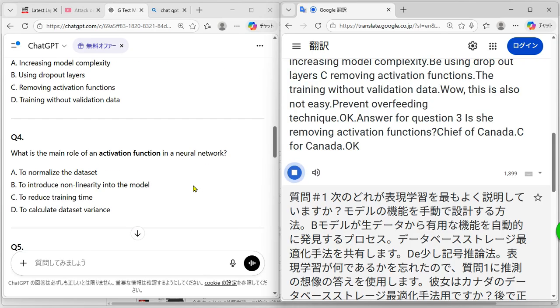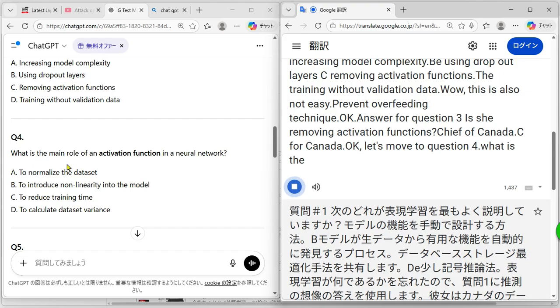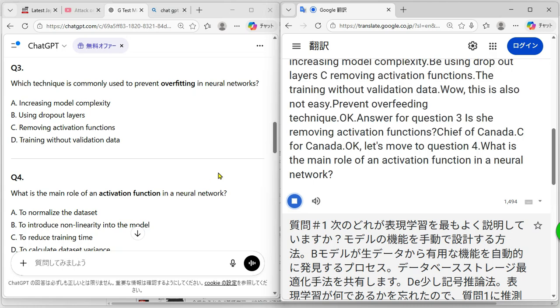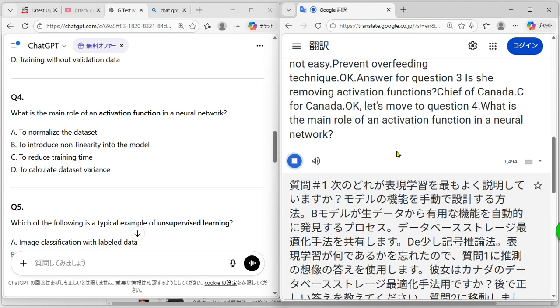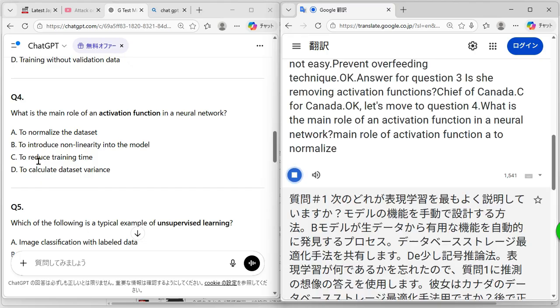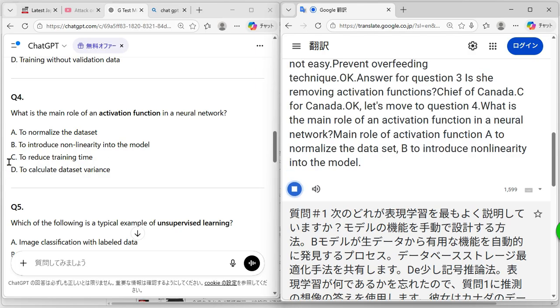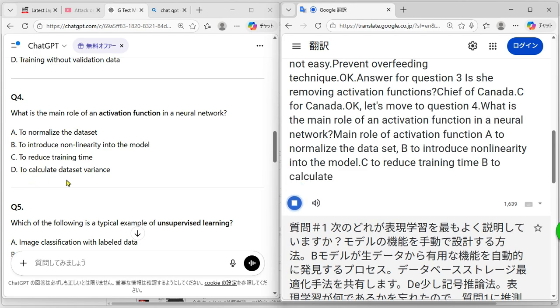Okay, let's move to question 4. What is the main role of an activation function in a neural network? A. To normalize the data set. B. To introduce non-linearity into the model. C. To reduce training time. D. To calculate dataset variance.